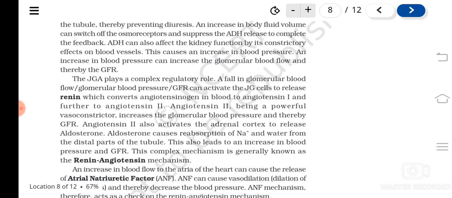They produce what? A hormone called renin, which converts angiotensinogen present in the blood to angiotensin 1 and then to angiotensin 2. How does angiotensin 2 help? It increases the blood pressure as it is a vasoconstrictor. Then it also helps to activate the adrenal cortex to release aldosterone, so in that way also.